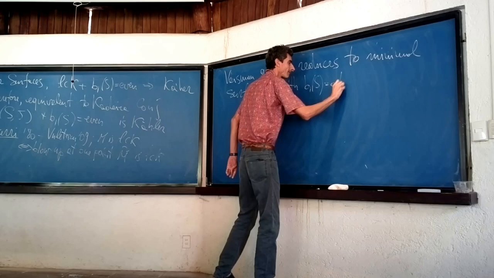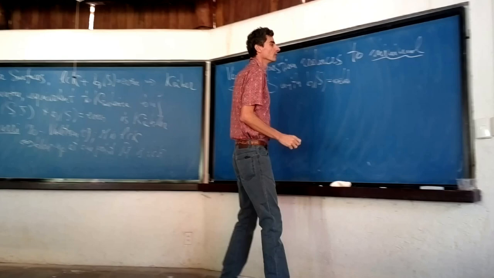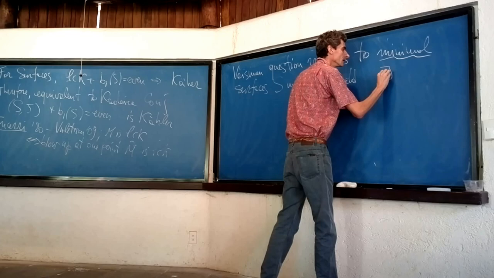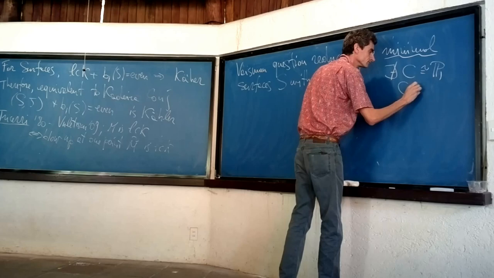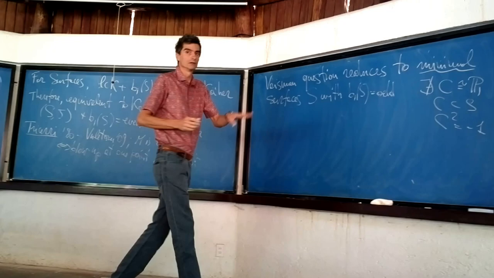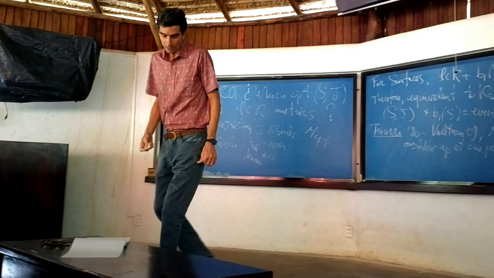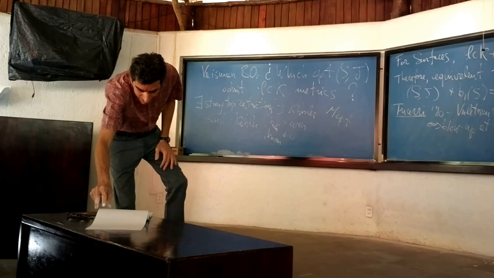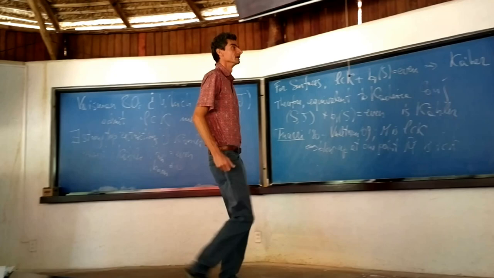Okay, minimal means that it's not a blow up of any other surface, so it means that there is no rational curve in S whose self-intersection is minus one. Okay, so we assume this from now on, and we also assume that the first Betti number is odd without loss of generality.